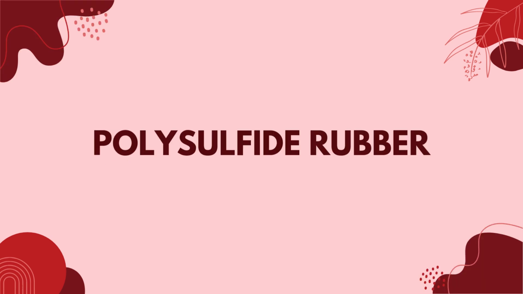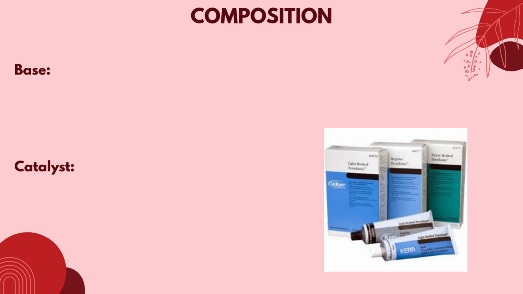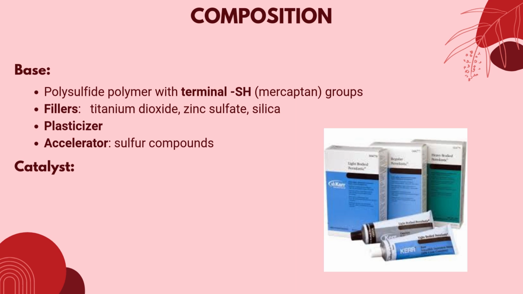Let's start with polysulfides. Polysulfides are composed of two pastes, base paste and catalyst paste. The base paste consists of a polysulfide polymer with mercaptan groups, filler particles like titanium dioxide, zinc sulfate, and silica, to provide the required strength, and a plasticizer such as dibutyl phthalate, to confer the appropriate viscosity to the paste, and lastly, some sulfur compounds acting as an accelerator.